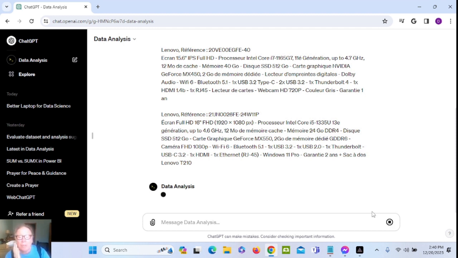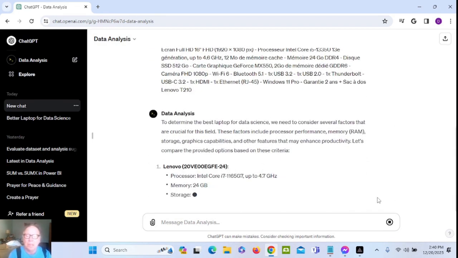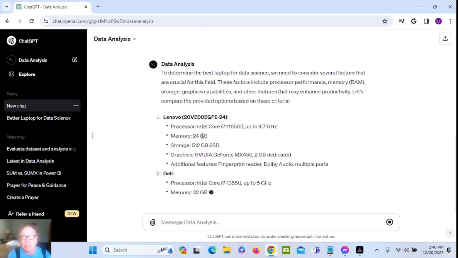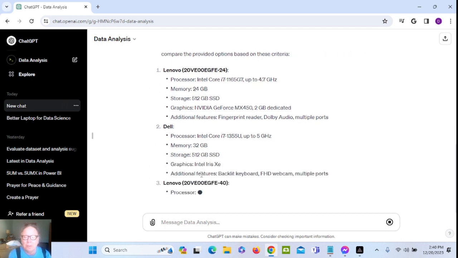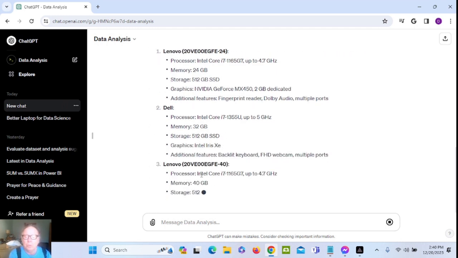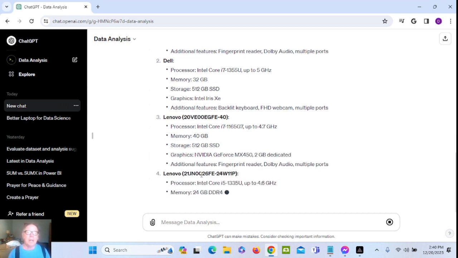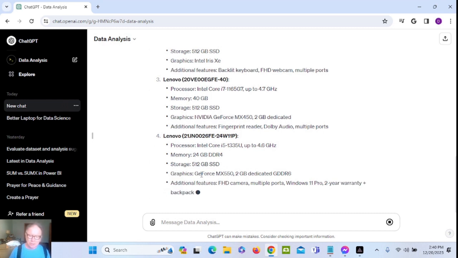Now, I personally lean more towards the one that has more RAM, because my guess is there's probably not that much difference. This is an i7, but only 24 gigabytes of RAM. This has an i7, so I would say, oh, shoot. Dolby audio. You know, Dolby used to be the name in sound. You used to go to the movies and hear Dolby surround sound. That's where Dolby comes from.